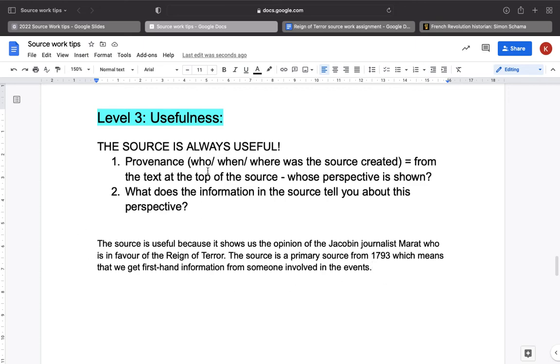You can, generally speaking, get enough marks just from engaging with who created this, the author, and what kind of perspective is shown. And then if you need to, you can also go into basically what that opinion actually was. What is it showing me?